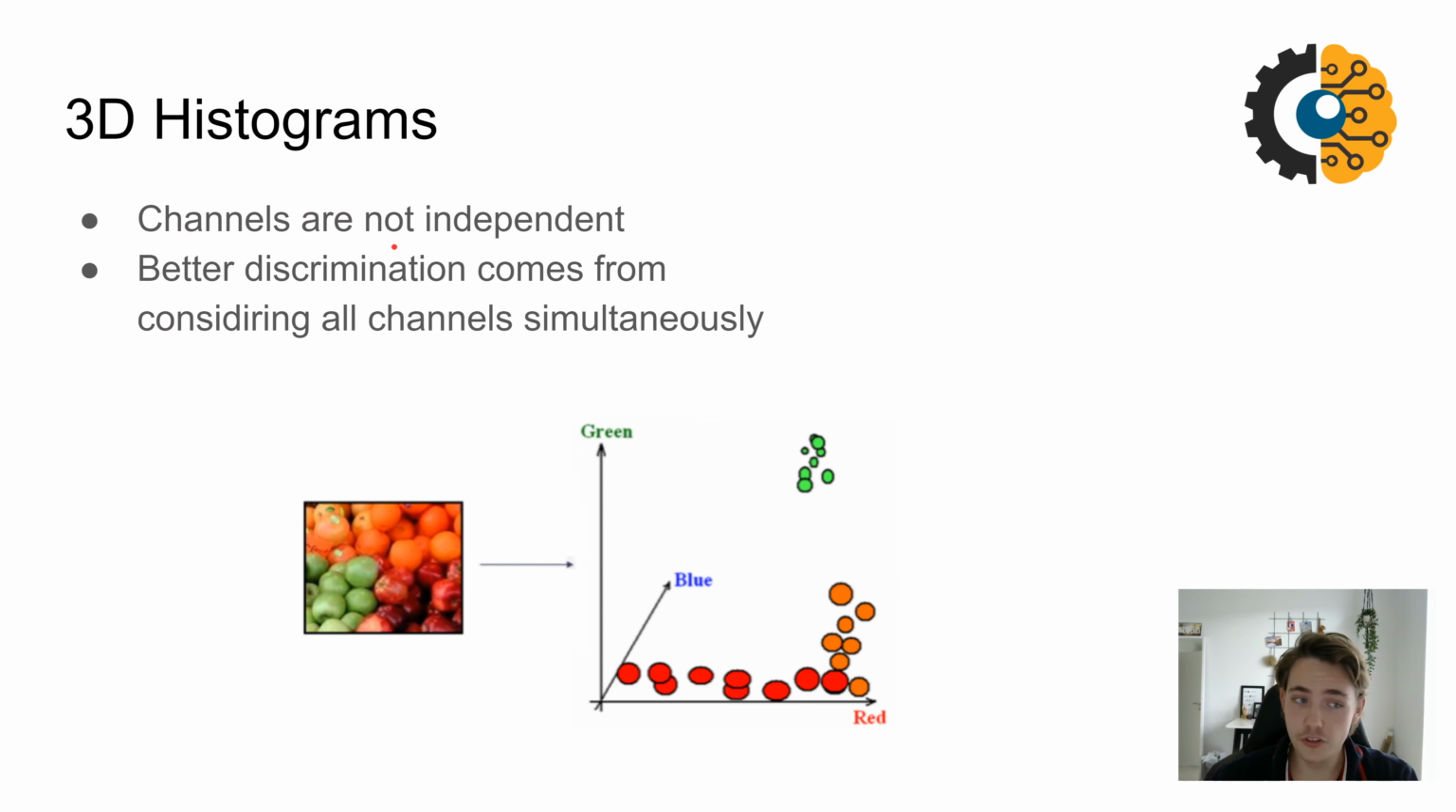So in 3D histograms, we have better discrimination that comes from considering all channels simultaneously. So we look at all channels at the same time, and then we draw our 3D histogram, where we can extract some information from that, for example clustering, or whether there's any correlation between some of the values in our picture.